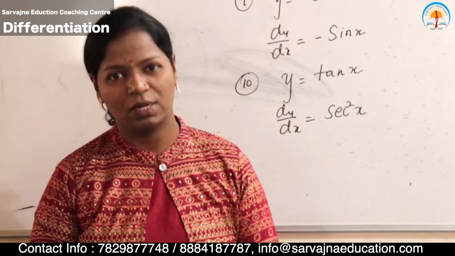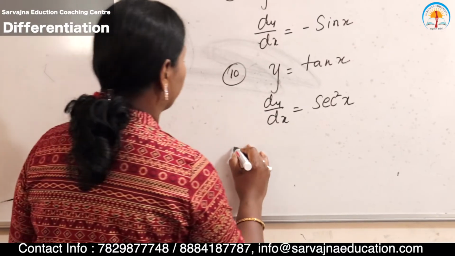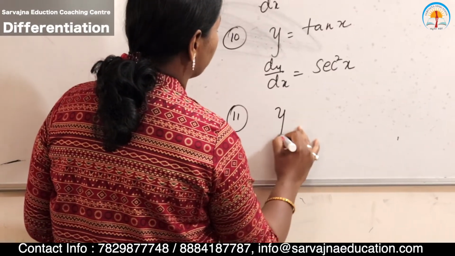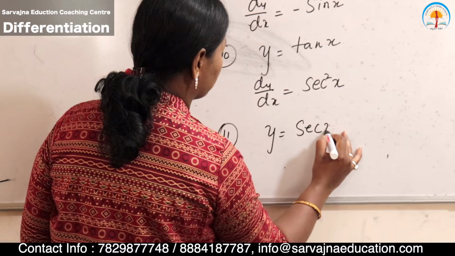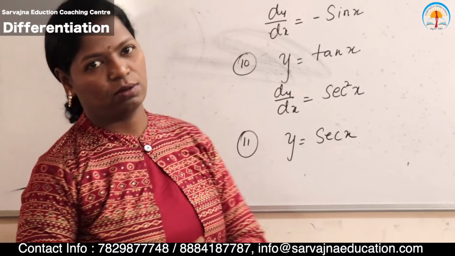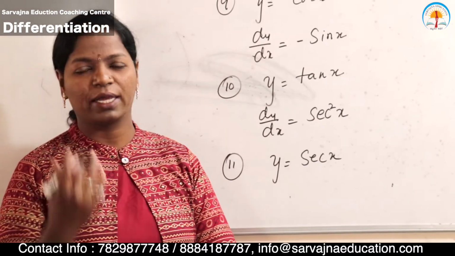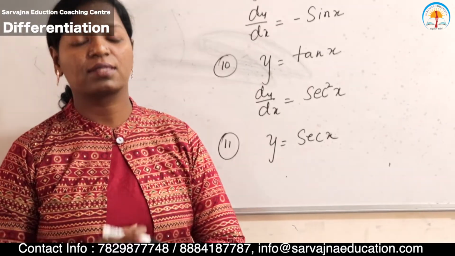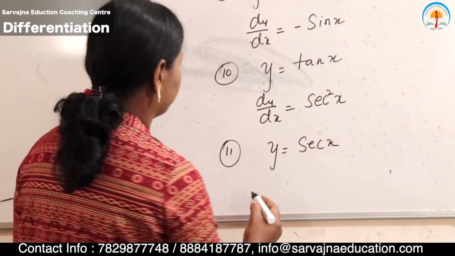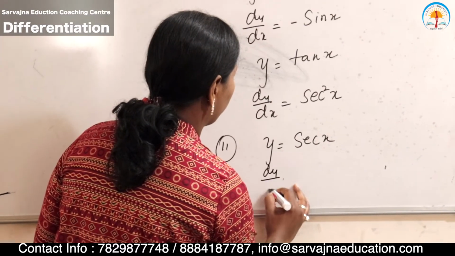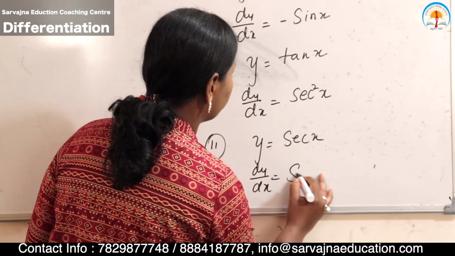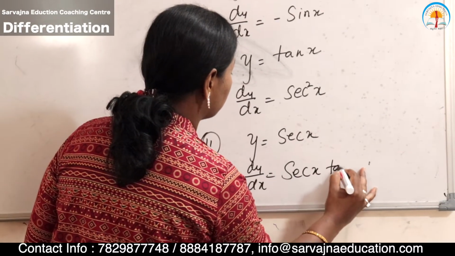Next, the 11th one we'll see. y is equal to secant x. As I already told you, secant has tan and tan has secant. So secant x differentiation is, you guys already know this, secant x tan x. dy by dx is equal to secant x tan x.